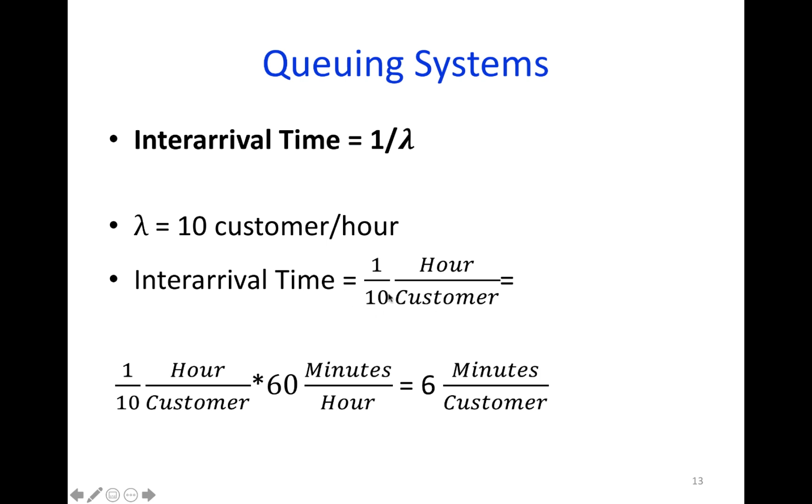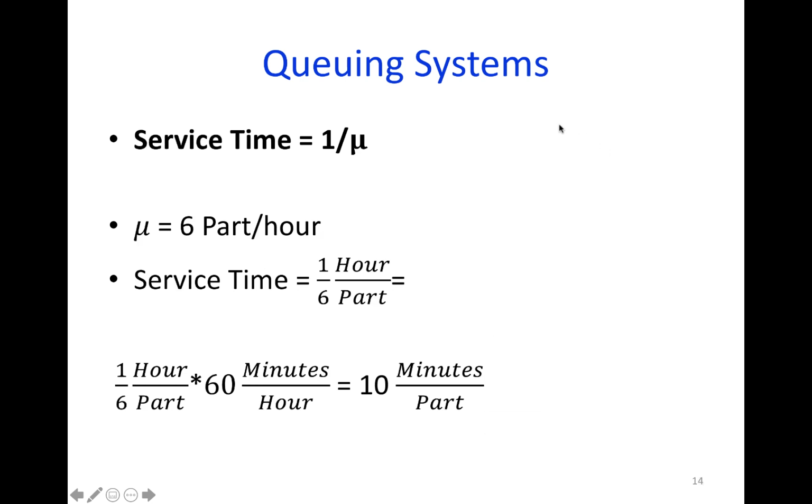But what is 1/10 of an hour, right? So we want to specify the interarrival time in minutes so that we can really understand it easily. If I want to transform the 1/10 of an hour to minutes, all I need to do is to multiply 1 over 10 by 60 minutes per hour. And if I do that, the hour in the denominator here cancels with the hour in the numerator, and what is left is 6 minutes per customer. So the interarrival time is 1/10 of an hour per customer, or 6 minutes per customer.